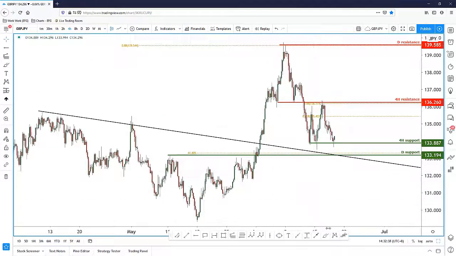Okay, so this is what I'm thinking price could do. We can actually buy at this level and then play it to here. First take profit, second take profit, and of course let the rest run to the daily resistance. But this level here is highly unlikely for price to reach. I'm just putting it there to show how we got that level.